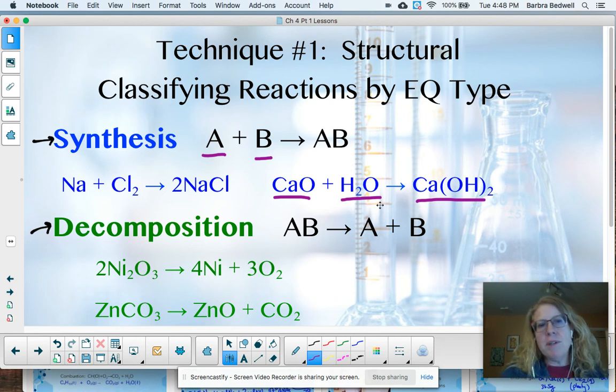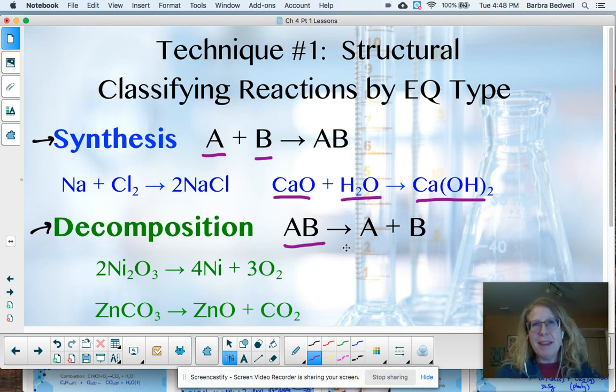So I don't want you to think too strictly about this idea that it's A plus B. Sometimes it could be AB plus CD makes ABCD, right? It's making basically one larger product. That's a synthesis reaction. And decomposition is basically the mirror image of that, where you're taking a relatively complicated reactant like AB here, and you're breaking it down into its simpler components. You're literally taking bonds away as opposed to putting bonds in.